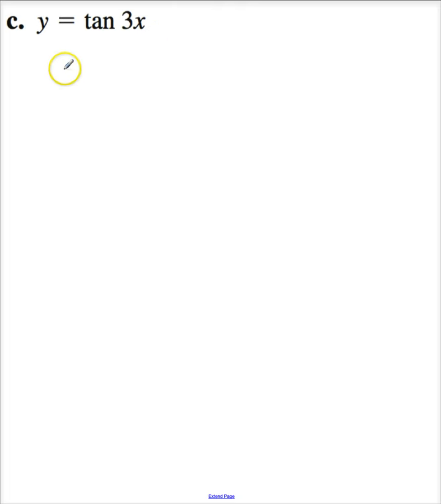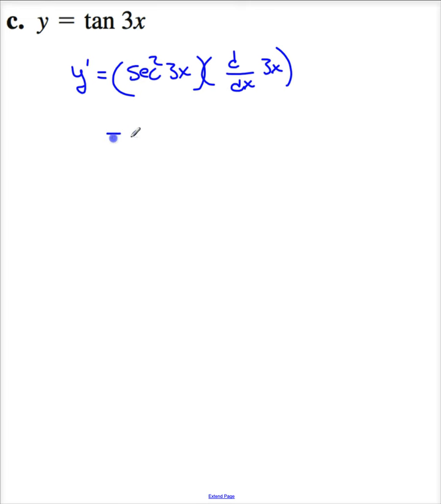The derivative of tangent of 3x, well, y prime is equal to, the derivative of tangent is secant squared u times, now I'm going to be careful with my parentheses here, the derivative with respect to x of 3x. So this is secant squared 3x times 3, and in general we move that 3 to the front.